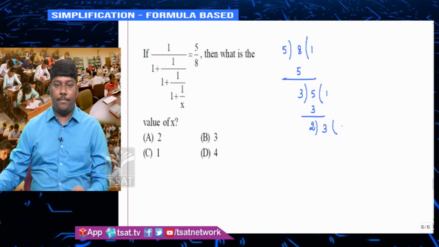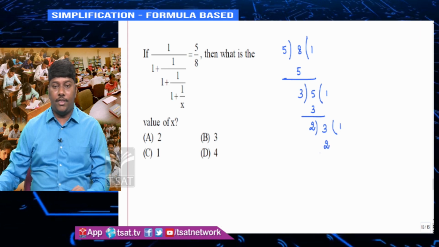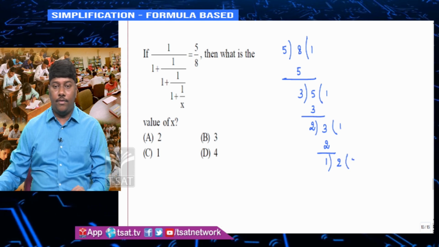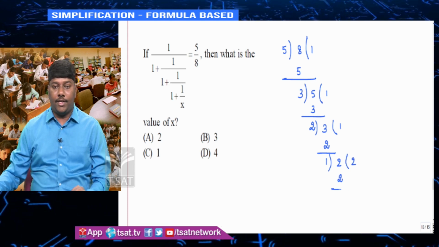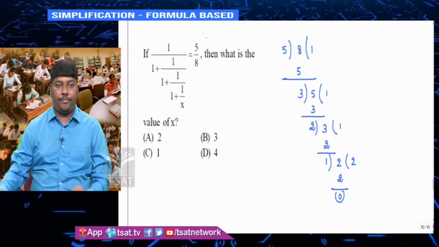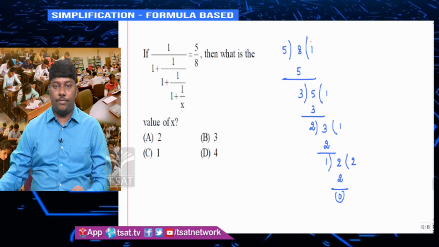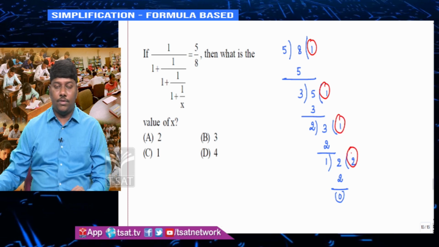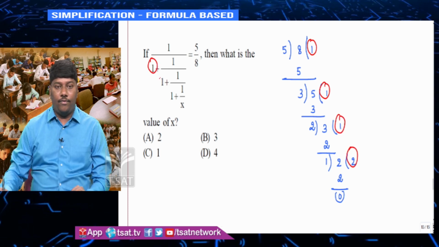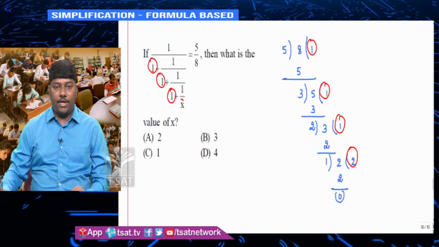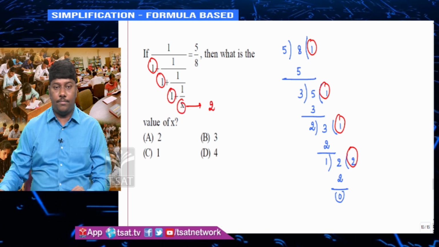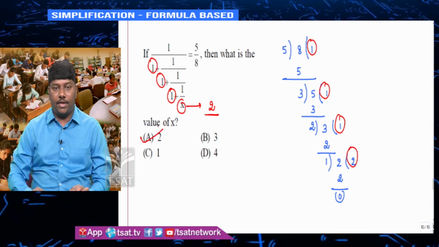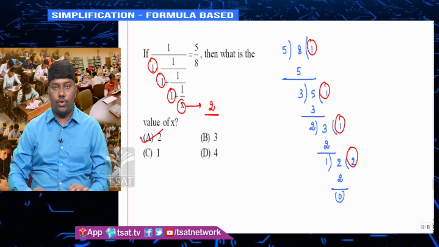3 becomes the dividend. Remainder is 1. 2 becomes the dividend. Finally, 1 2s are 2. Remainder is 0, so we can stop here. Look at the quotients. Quotients are 1, 1, 1, 2. So it should be equal to 1, 1, 1 and x must be 2 here. So the value of x is 2. So the answer is option A, x is equal to 2.